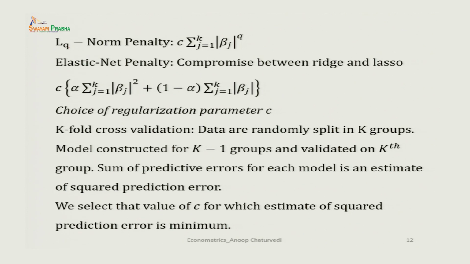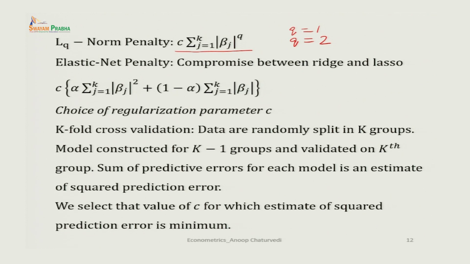Then sometimes one can use the LQ penalty. So, in the LQ norm penalty, we have the penalty factor C times summation j equal to 1 to k of mod beta j to the power q. Obviously, for q equal to 1, you get the lasso penalty, and for q equal to 2, you get the ridge penalty.